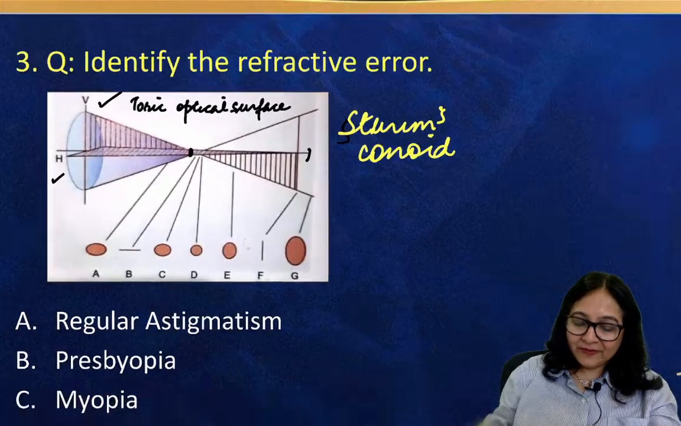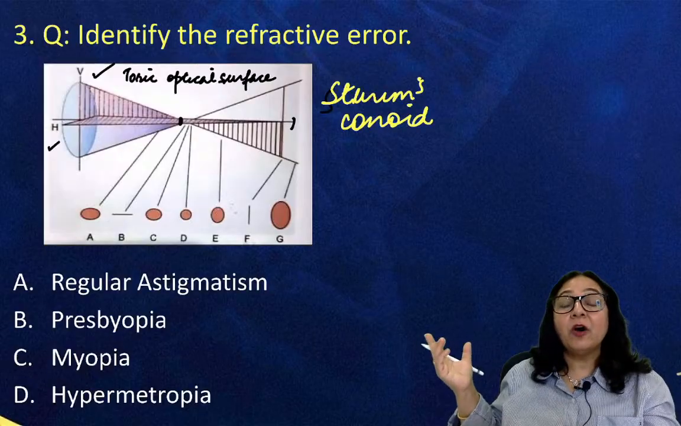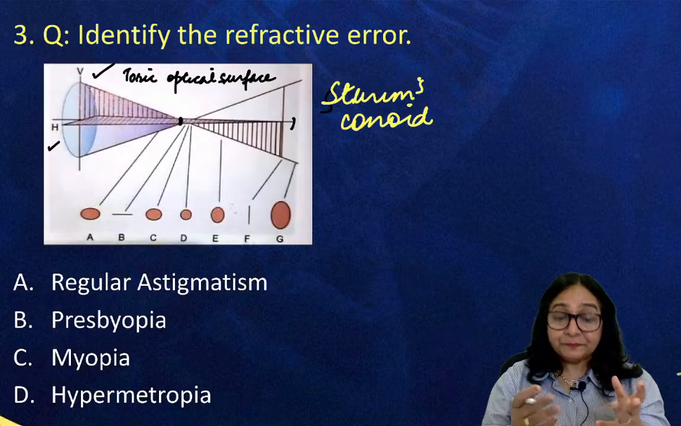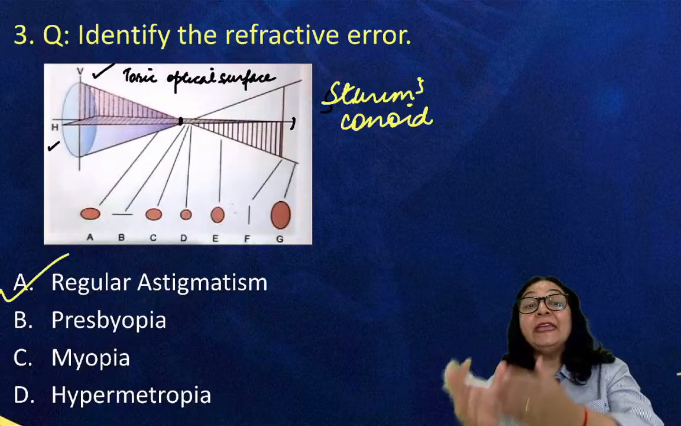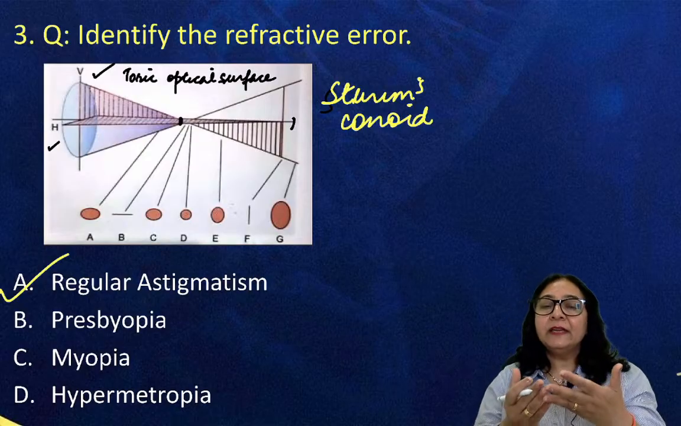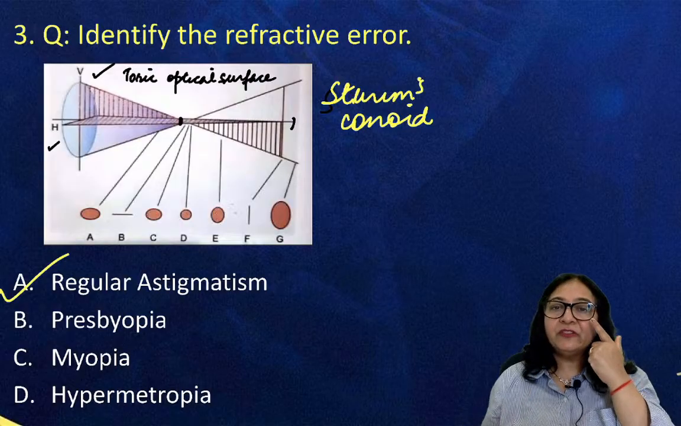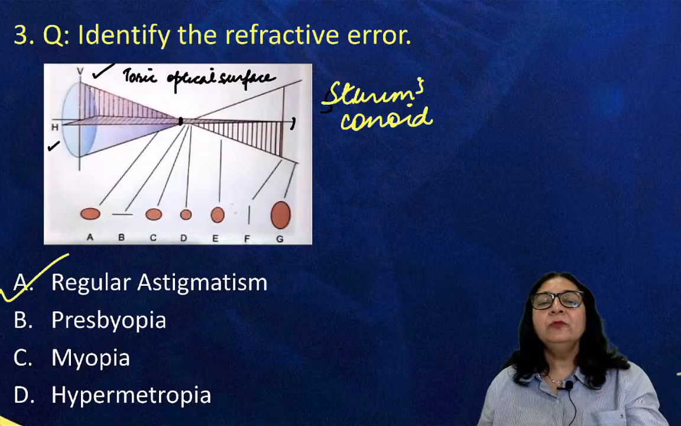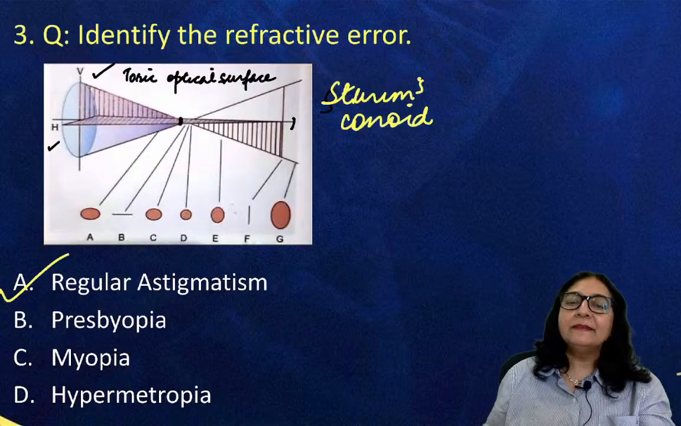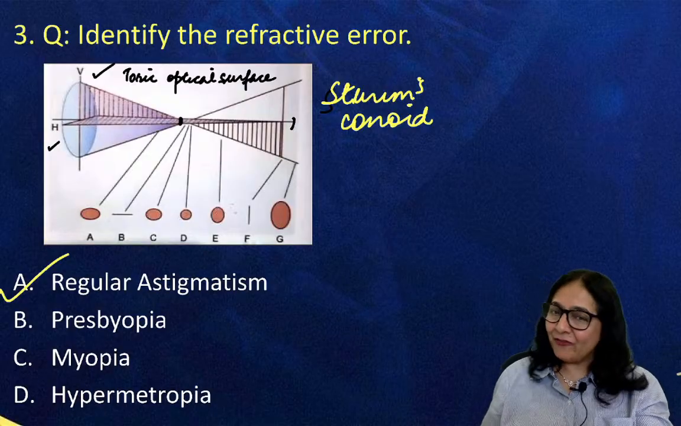This is not representing presbyopia. If that was the option, presbyopia, we know, is when with age, usually after the age of 40 to 45 years, the capacity of accommodation decreases and you have to use plus glasses for reading or for near work.